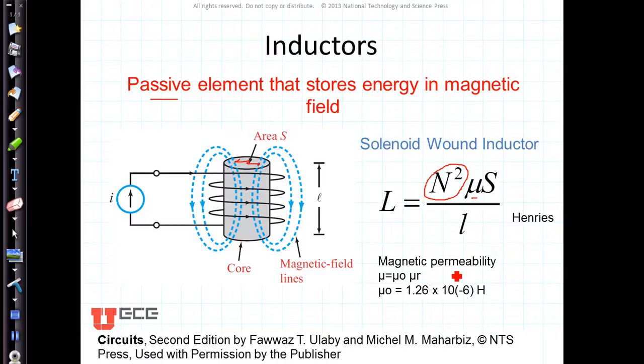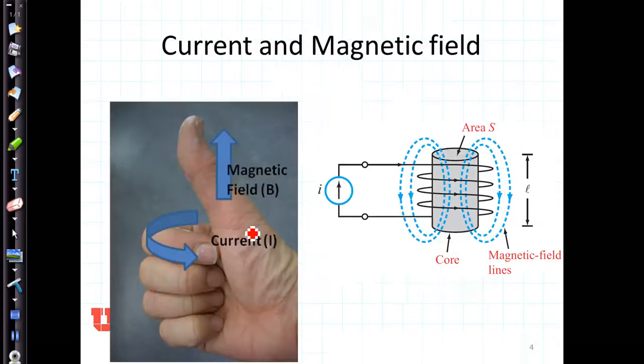The magnetic permeability is a property of the material of the core. It's given by the magnetic permeability constant times the relative permeability. For air, mu r is 1. The core is generally made out of ferrite or magnetic material, and that's because it increases the total inductance. So ferrite is typically the material that's used in this core.